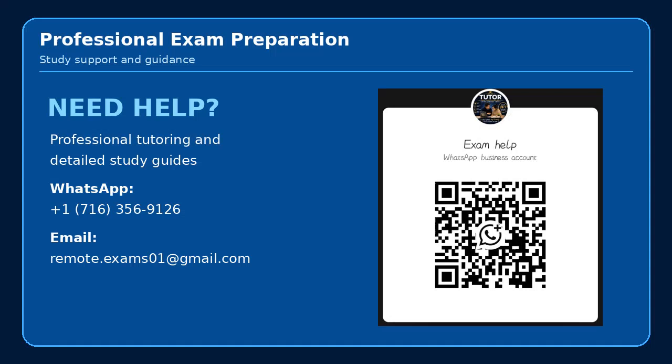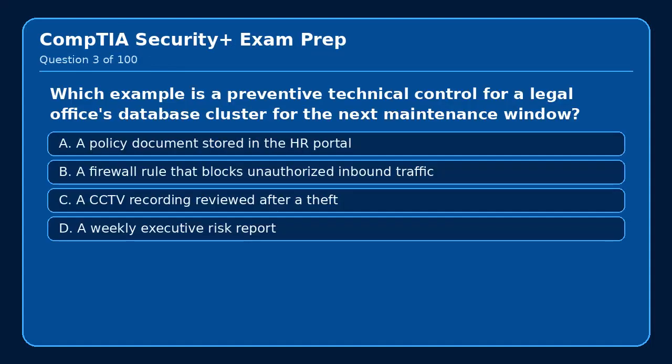Question 3. Which example is a preventive technical control for a legal office's database cluster for the next maintenance window? A. A policy document stored in the HR portal. B. A firewall rule that blocks unauthorized inbound traffic. C. A CCTV recording reviewed after theft. D. A weekly executive risk report. Take a moment to choose your answer.